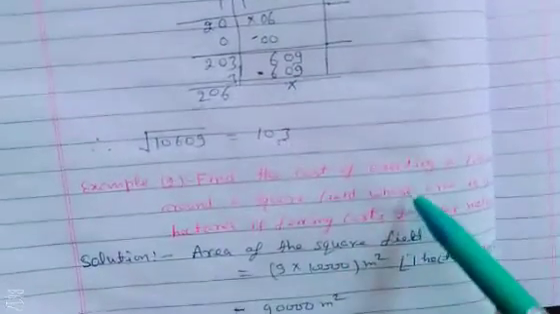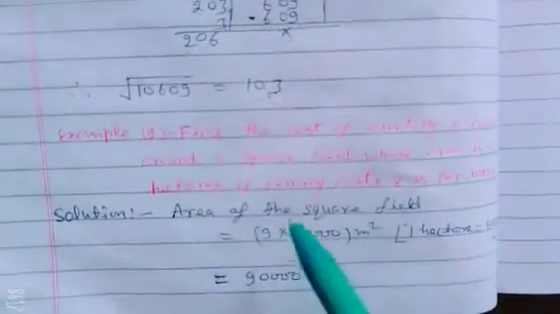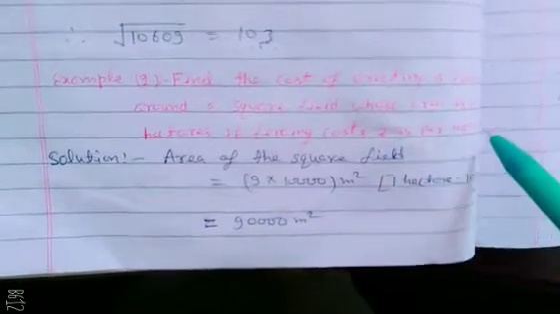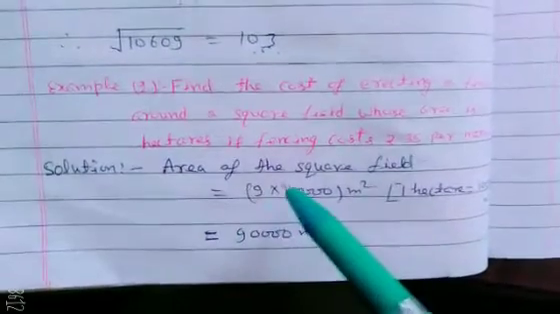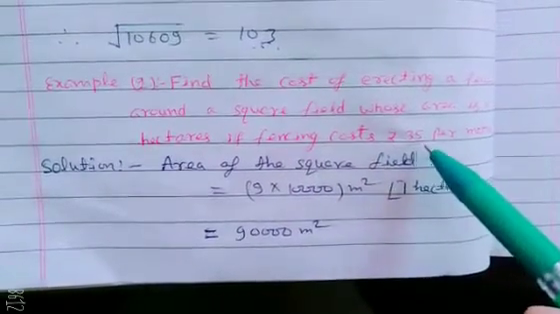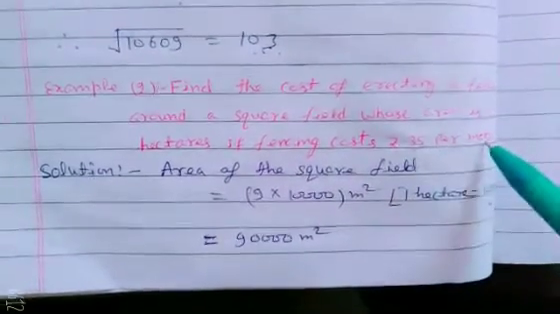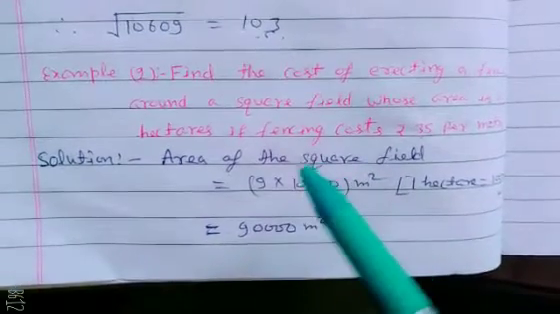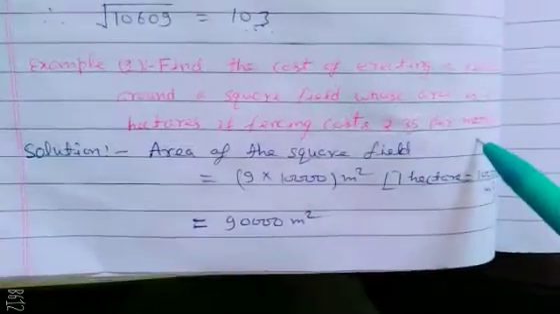Now example 2. Find the cost of erecting a fence around a square field whose area is 9 hectares, if fencing costs rupees 35 per meter. Solution. We see here the given rate is per meter. So first of all, we have to convert hectares into meter square.